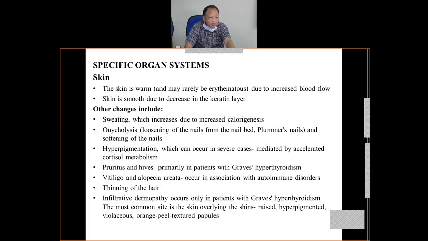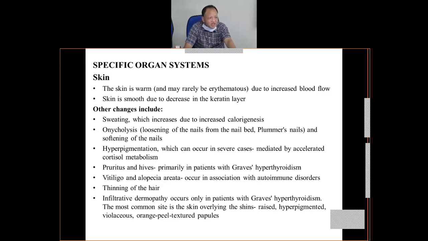Hyperpigmentation, this usually can be associated with accelerated cortisol metabolism, because you know that in hyperthyroidism you can have increased metabolism. So usually mediated by accelerated cortisol metabolism. Pruritus and hives. Pruritus means itching, and hives means urticaria or rashes. This usually you see in patients with Graves' hyperthyroidism.